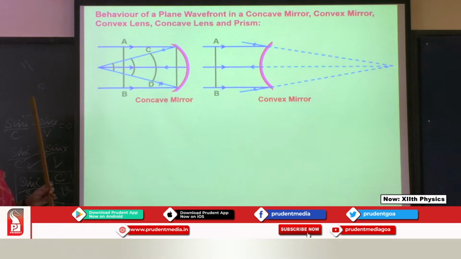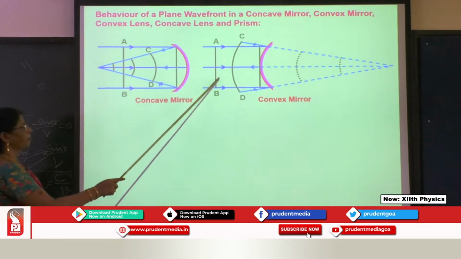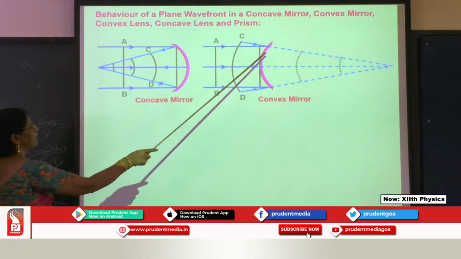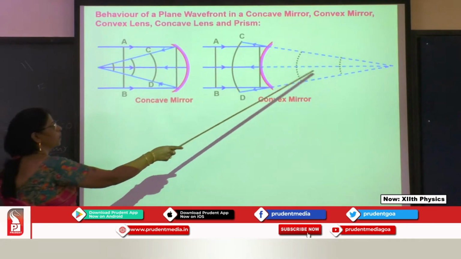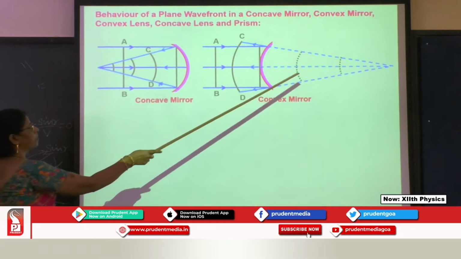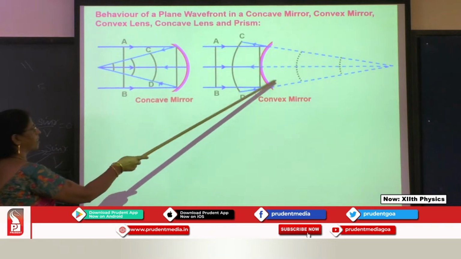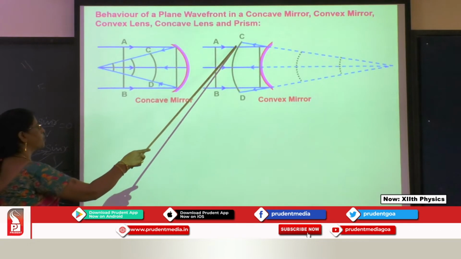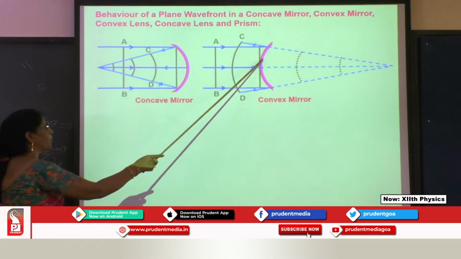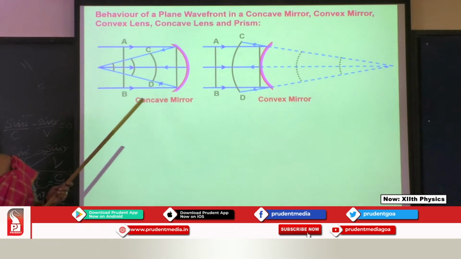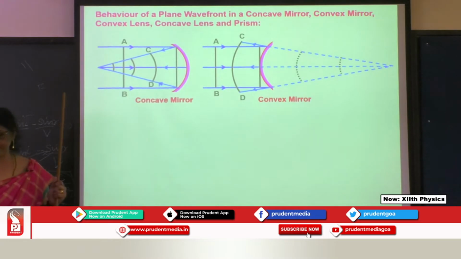So when you consider the plane wavefront over here, after it comes in, it goes behind the mirror. When you extend them behind, from the point behind, these are the extended ones. We get a wavefront of the same shape. What is the shape of a convex? The same curved shape projecting outward will be the wavefront.